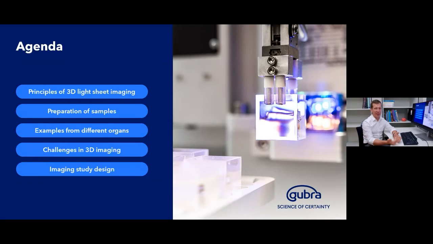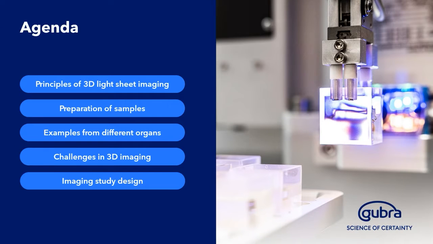So today, in this brief webinar, I will go through a few topics related to light sheet imaging. First of all, I will very briefly introduce you to the basic principles of light sheet microscopy. Then I will discuss how to prepare samples for 3D imaging. I will show you also some examples of light sheet imaging in different organs. And eventually, I will also discuss some of the challenges that we have faced, and maybe some of you are also facing in 3D light sheet microscopy, and how to address these to design perfect imaging studies.